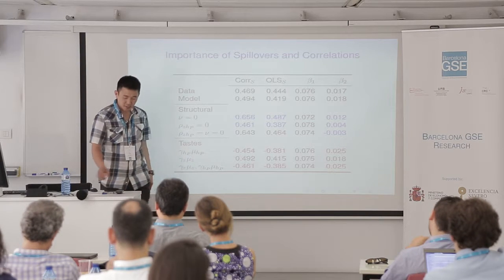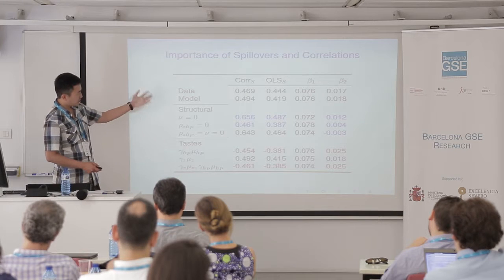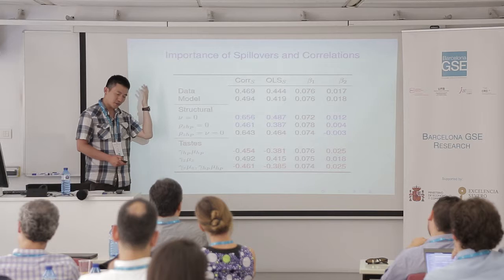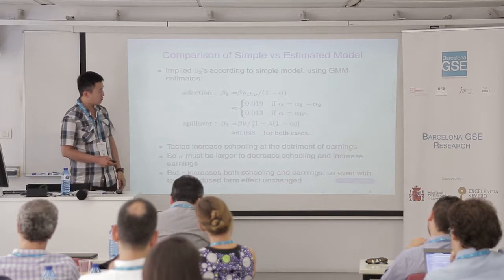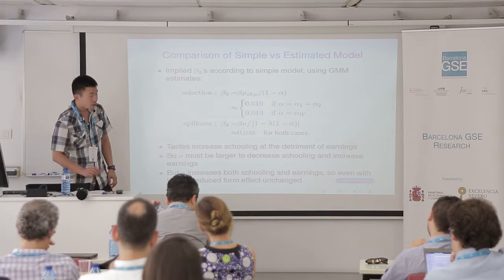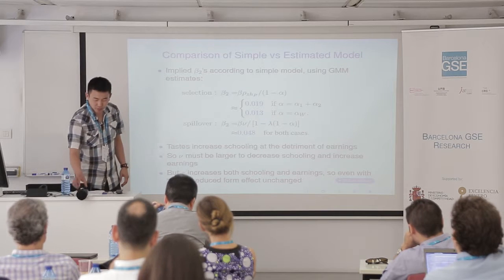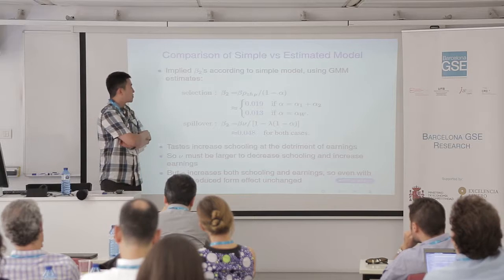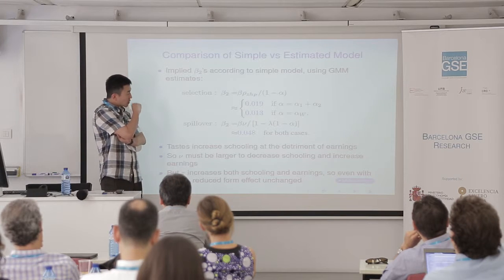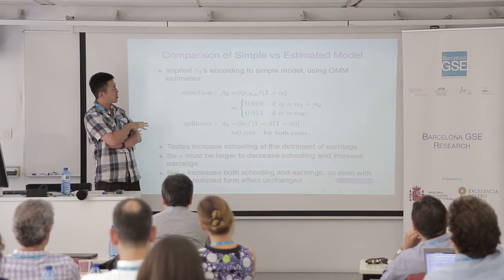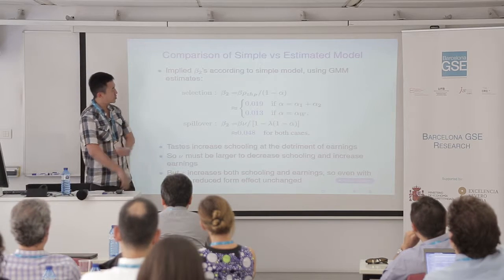So this is just showing you that the intuition that you get from the simple model, and also what you think about taste, is borne out in the estimation. Now in this one slide, to increase understanding of the intuition developed in the simple model and how that's related to the estimated model, I'm just going to compute these beta 2s.